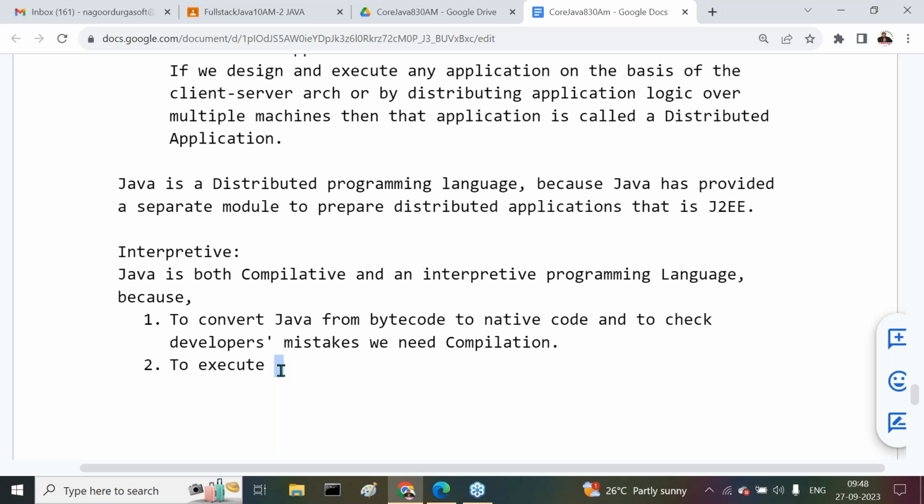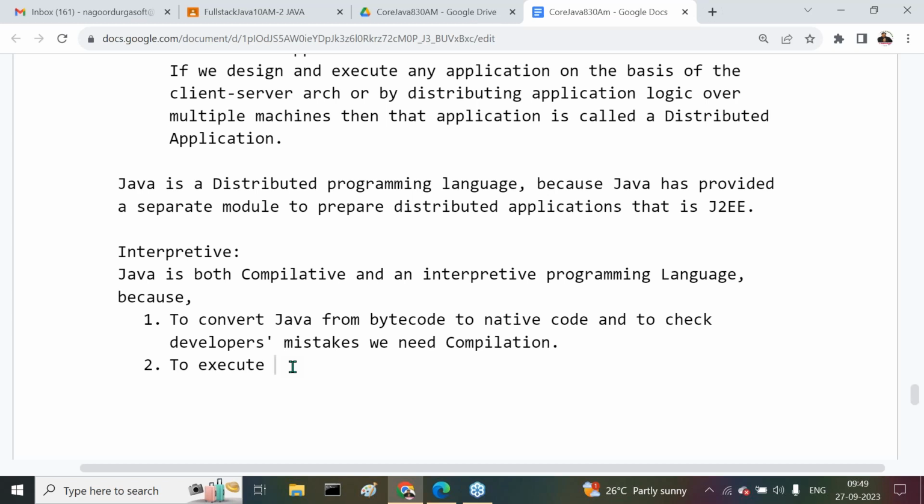But my next question, you have to answer for me. Inside the JVM, who is executing Java programs? Come on. Inside the JVM, who is executing Java programs? Inside the JVM, an interpreter will execute Java programs.